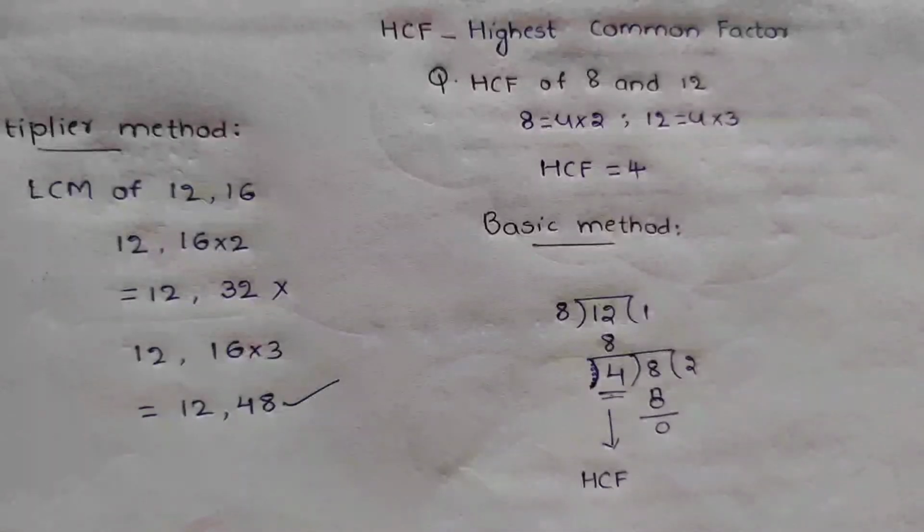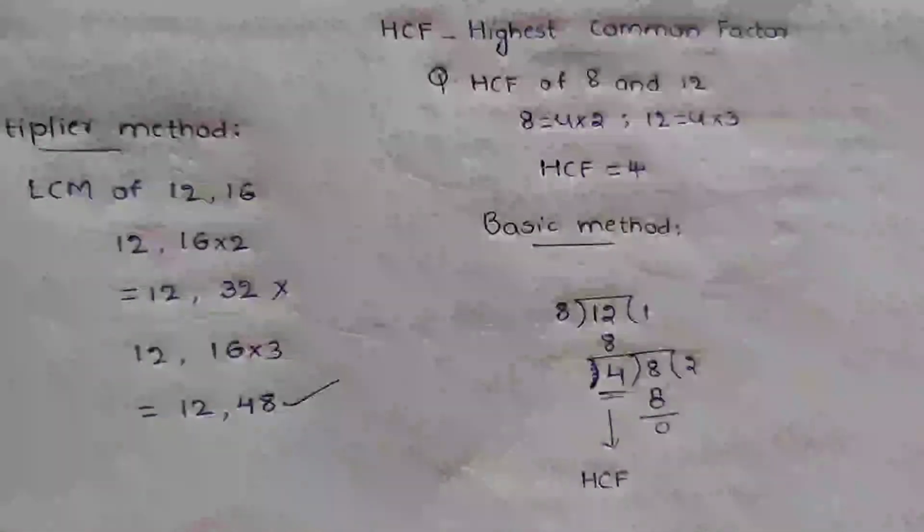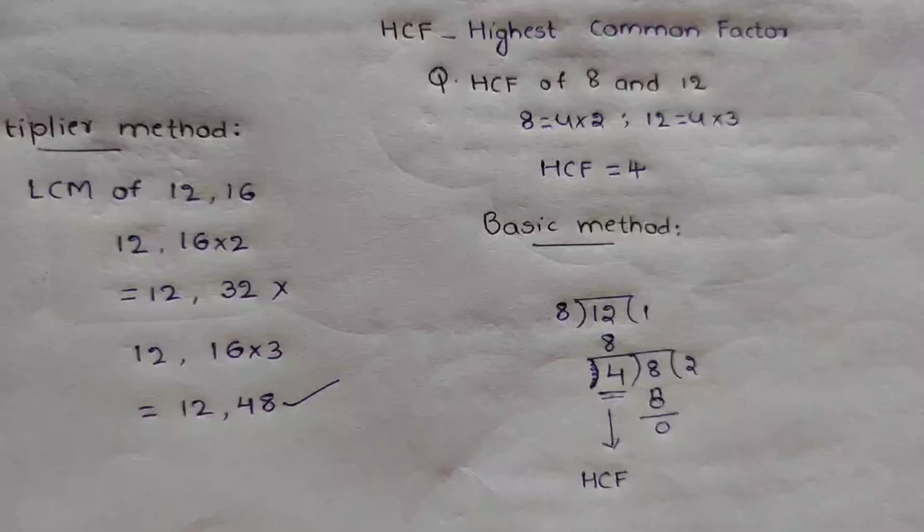So whenever the larger number is not divisible by the smaller number, then in this multiplier method you have to keep on multiplying, like you double it, triple it, and multiply more times until you get the LCM. So this is about the basic method, ratio method and multiplier method in order to find the LCM of any numbers.